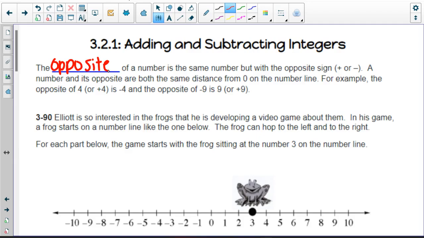A number and its opposite are both the same distance from 0 on the number line. For example, the opposite of 4, or positive 4, is negative 4. And the opposite of negative 9 is 9. Now, when you see a number without any sign in front of it, we always assume it's positive. A negative will always have a negative sign in front of it. Generally, we don't write the plus sign in front of a positive, we just leave it alone. Okay?